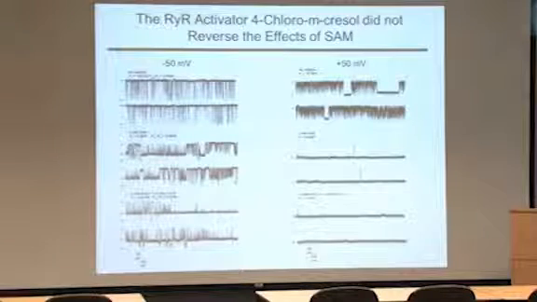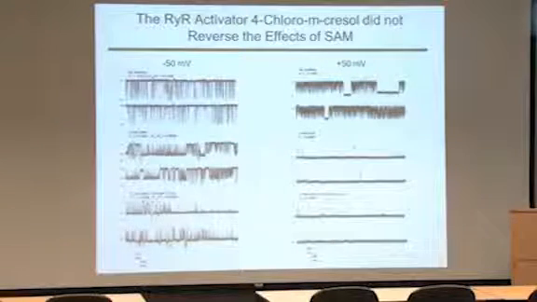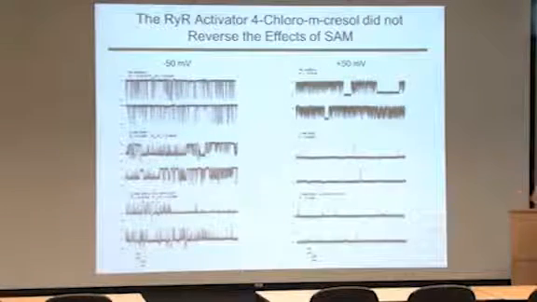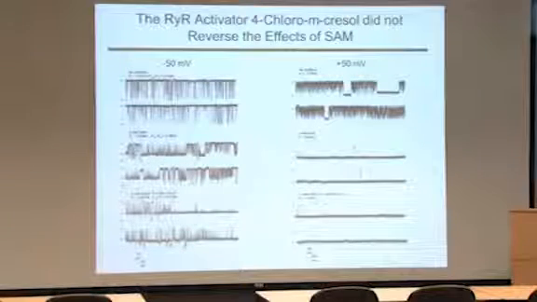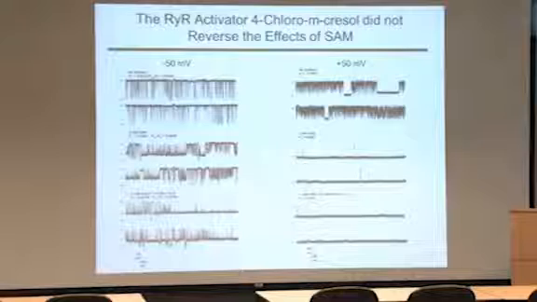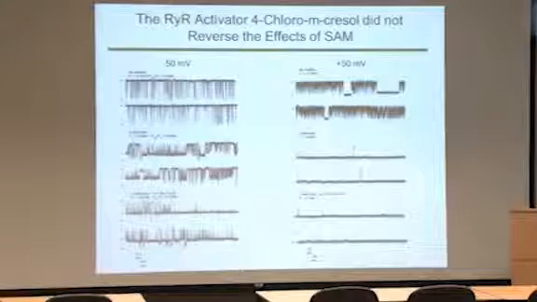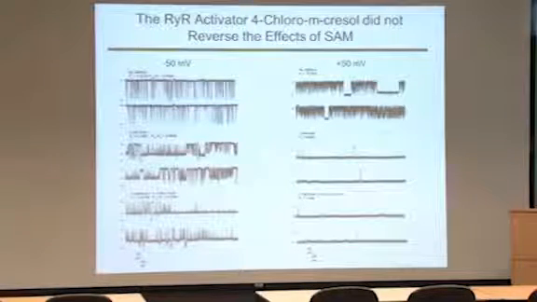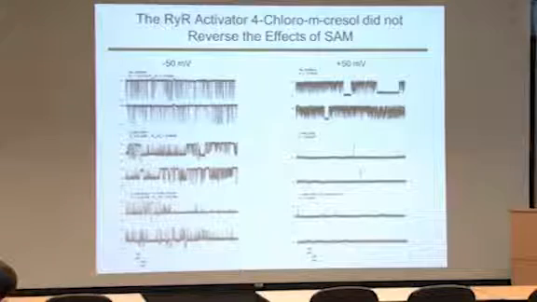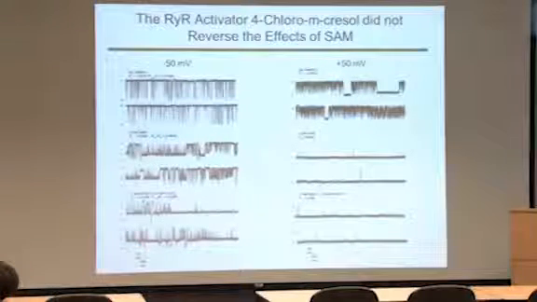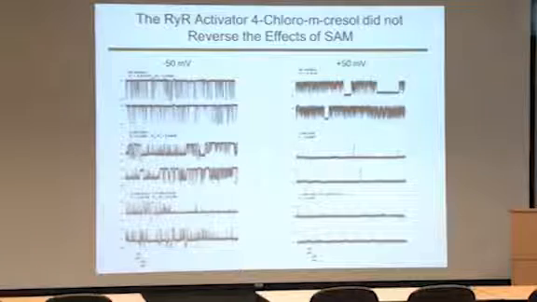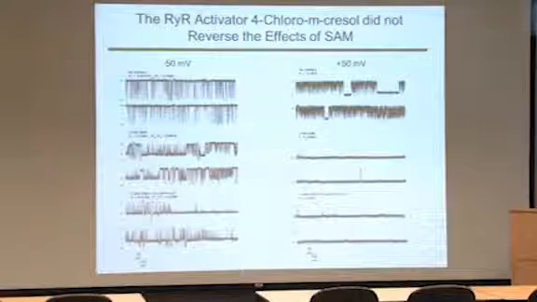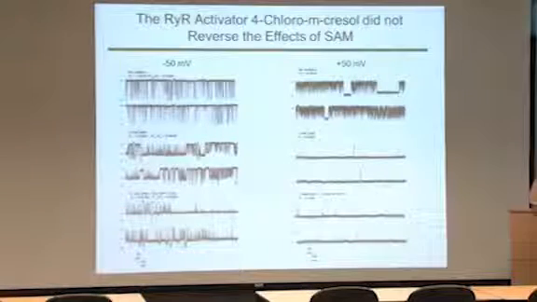But could it just be that when you add a channel activator, it overcomes the effects of the SAM? So we added this other channel activator, 4-chloro-m-cresol, which is a pretty well characterized channel activator. We see at minus 50, we have control traces with the openings going downward. 2 millimolar SAM causes a substate. You add the 4-CMC, and there's no reversal of the subconductance. At plus 50, openings are upward under control conditions. SAM inhibits the channel. You add the CMC, you get no reversal. So the reversal of these effects of SAM seems to be specific to ATP.